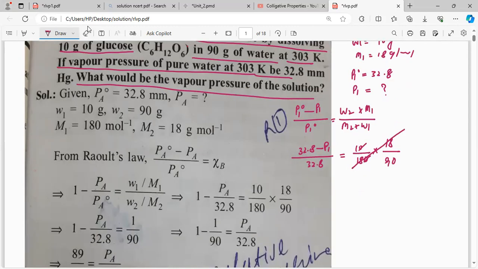So let me do here. You keep on checking the problem, na? It should not get mistake. So 90, 32.8 minus P1, it is going to be equal to 32.8 only, right? Now, we are going to multiply these things. 32.8 by 90. This is correct. Cross multiply now. Cross multiply.